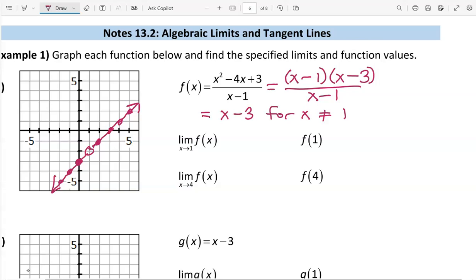The limit as x approaches 1 of f of x is equal to negative 2, because as we come in from either side of x equals 1, the y values approach negative 2. F of 1, however, is undefined. Similarly, we can look at the limit as x approaches 4 of f of x, which is equal to 1. As we come in from either side of x equals 4, the y values approach 1. F of 4 is also 1 because there is no removable discontinuity at that point.